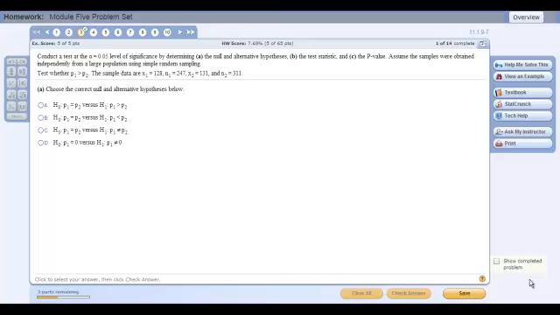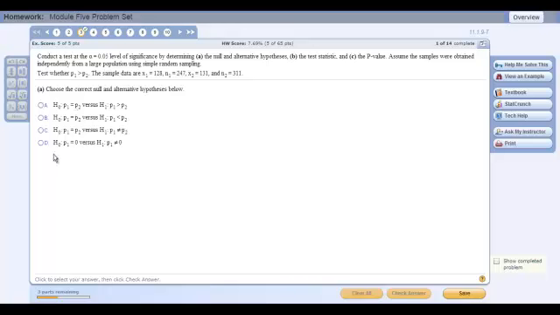Let's see, here we are conducting a test at the alpha level of 0.05 and we're determining some different things here. So let's go ahead and jump in right away with part A. It says to choose the correct null and alternative hypotheses below. So the null means that there's no difference between the two, that P1 is equal to P2.